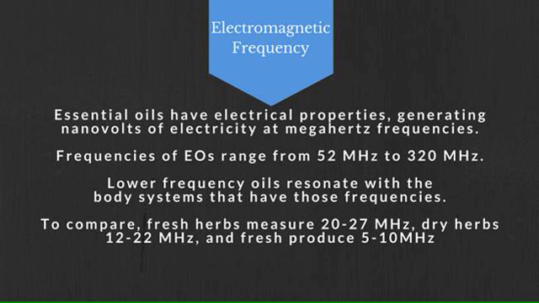supportive to bone structure. And just to compare, fresh herbs have a frequency of 20 to 27 megahertz. Dry herbs are a little less, so 12 to 22 megahertz. And fresh produce, like an apple or banana, is lower than that.